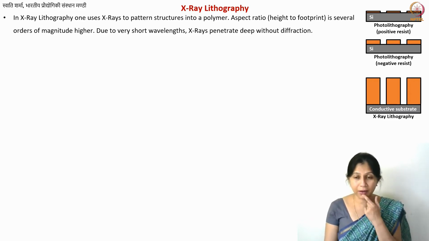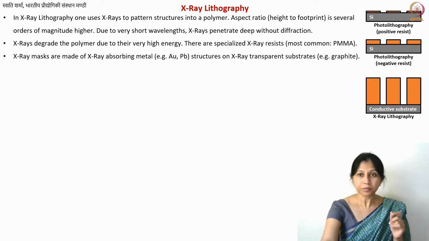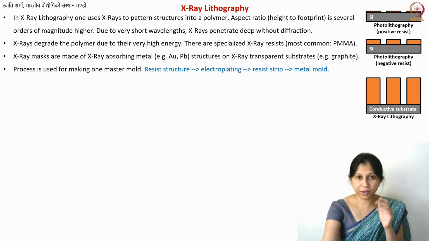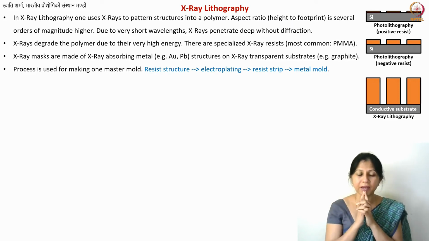But there is something else we can also do. We want to make a mold out of this structure, a master mold, and that is why we need a conductive substrate. So how do we make that master mold? These are the metals that we use for making the mask, gold and lead.